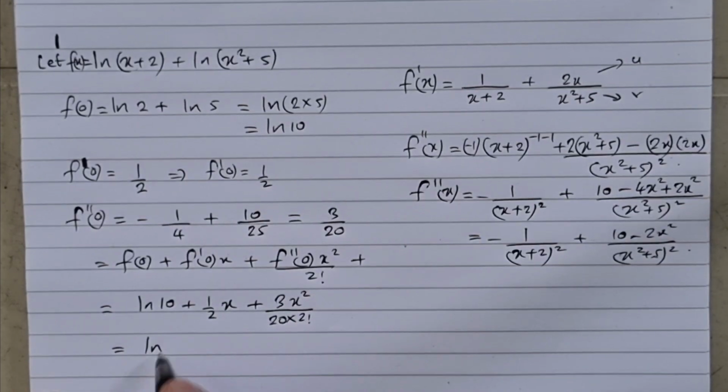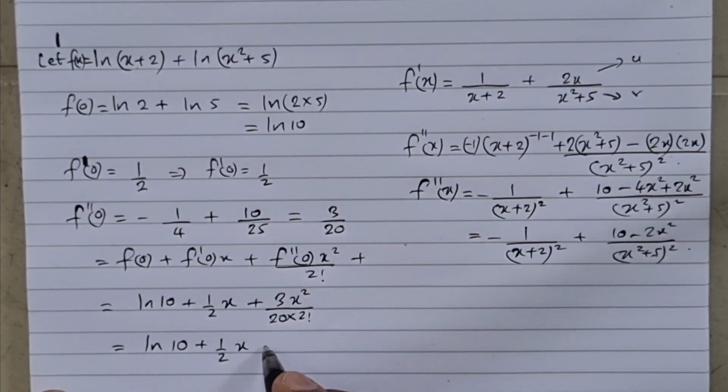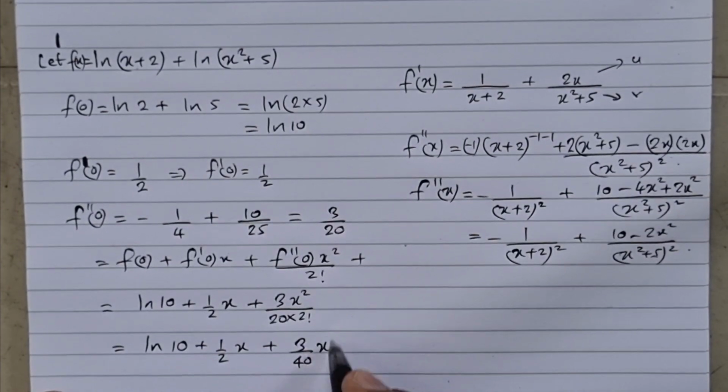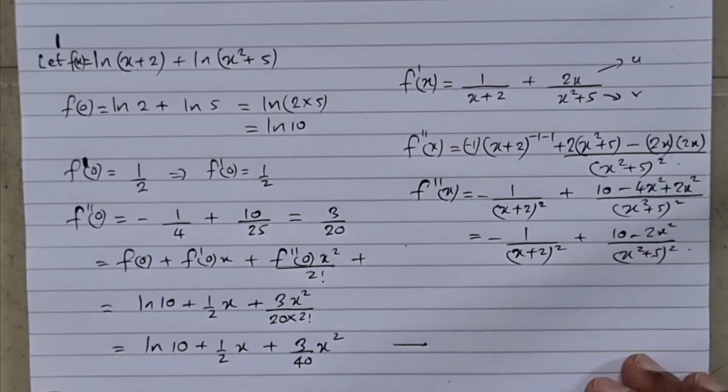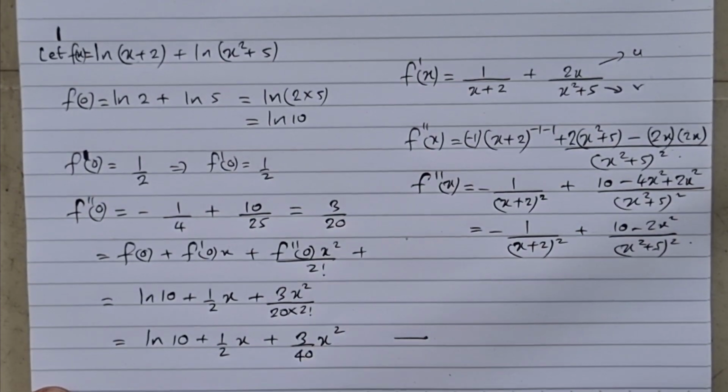And finally, if I simplify this, I end up with this expression here, plus 3 over 40 x squared. And here we are. That's the Maclaurin series of this expression up to the term including x squared. Take care.